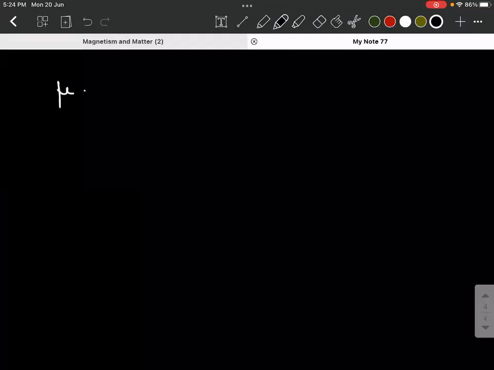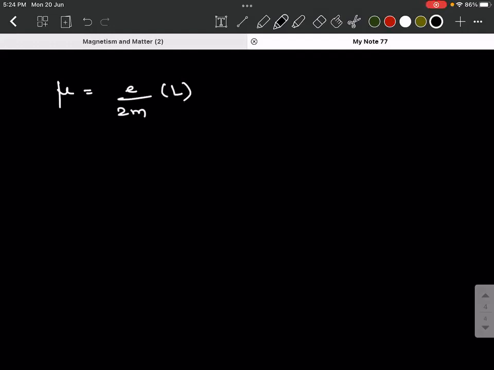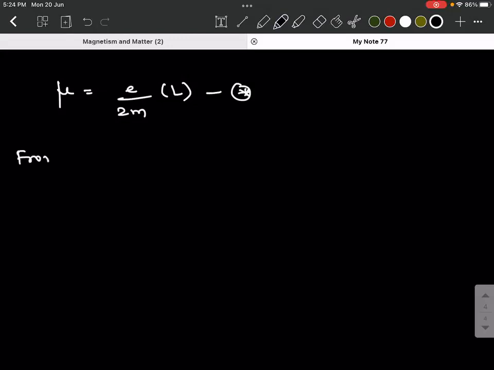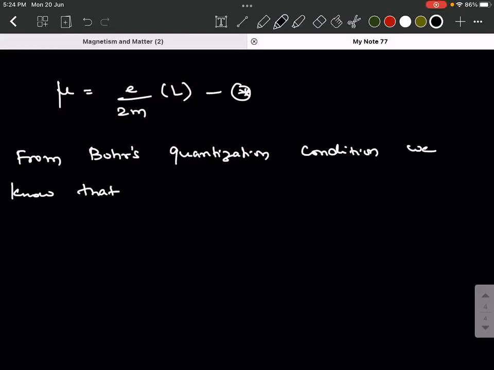So mu is equal to how much? E divided by 2m into L, correct? I've written it in terms of magnitude. So E divided by 2m into L, if I take it as star, from Bohr's quantization condition, we know that L is equal to n into h divided by 2 pi.